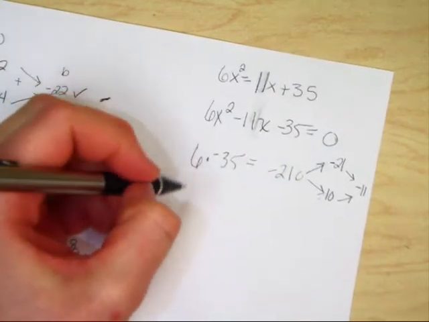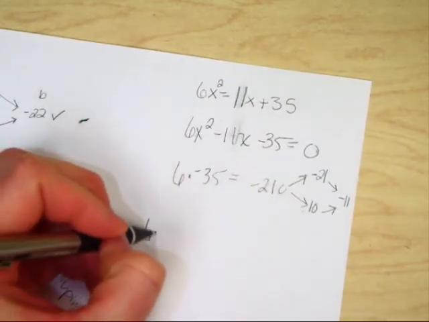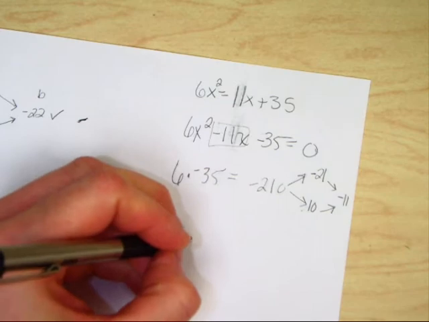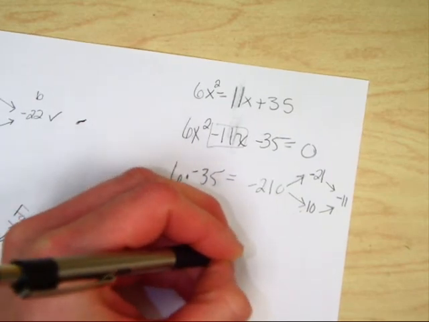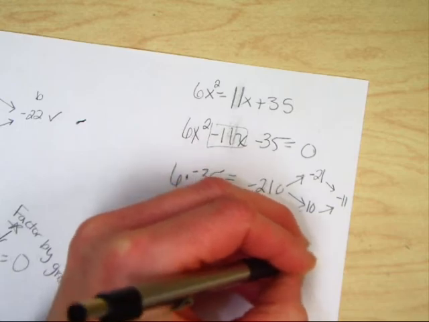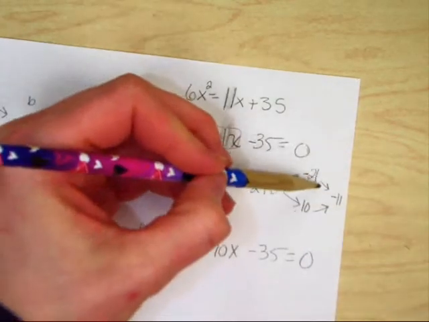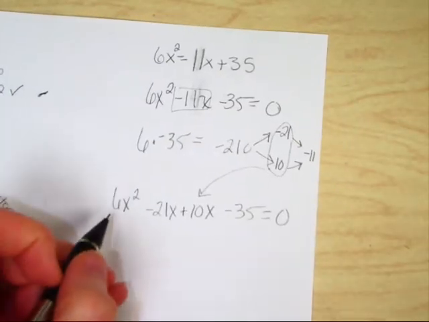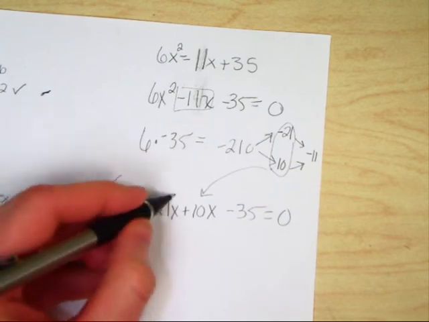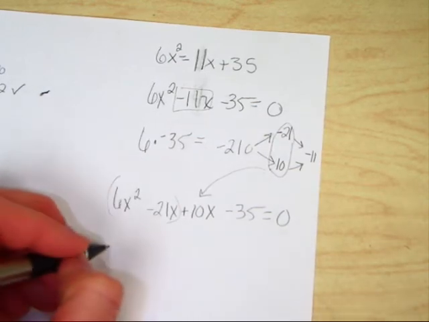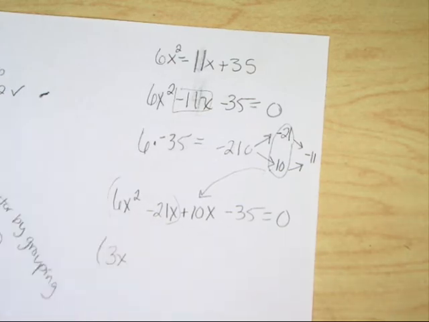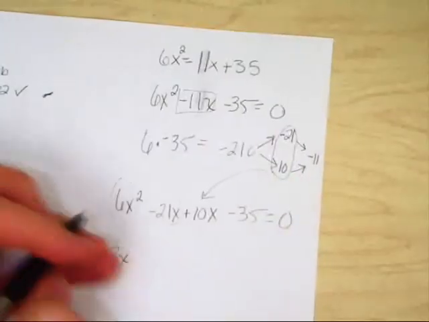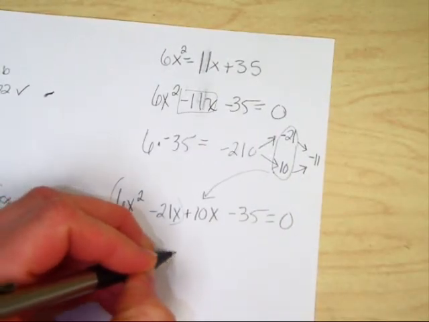So what I'll do now is rewrite it, just like I did over on the last one. So I do 6x squared. Instead of minus 11x, I write minus 21x, and I write plus 10x. And then I write my minus 35 equals 0. Okay? So I used these two to replace. Now we factor by grouping. On the first two terms, I know that 3 goes into both of them and an x. So I will pull out a 3x. That is going to leave me with a 2x minus a 7.